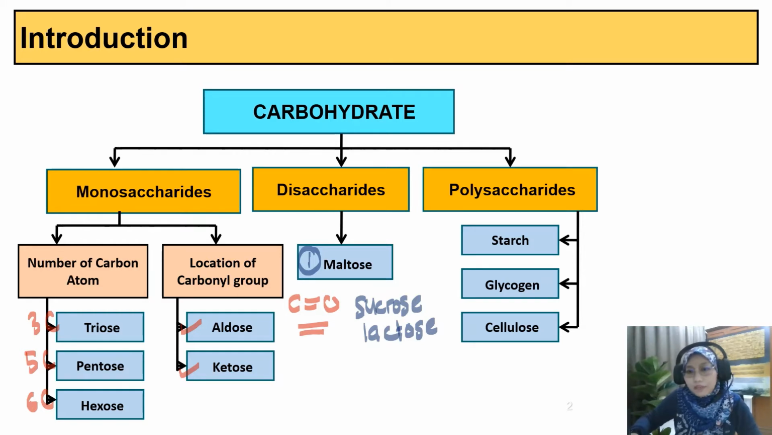The third class of carbohydrate is polysaccharides. Polysaccharide is made up of many monosaccharides and also joined by glycosidic linkage through condensation process. It also can be hydrolyzed back into monosaccharides through hydrolysis process. The 3 examples of polysaccharides are starch, glycogen, and cellulose.